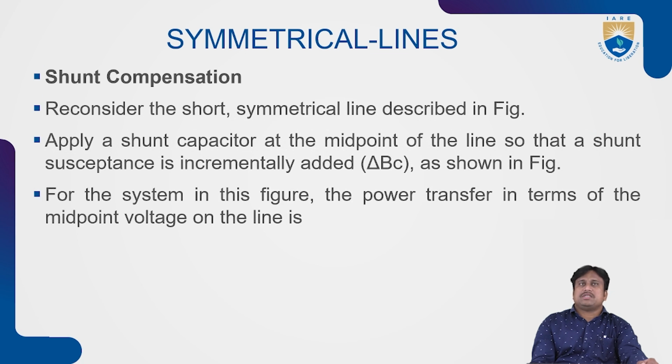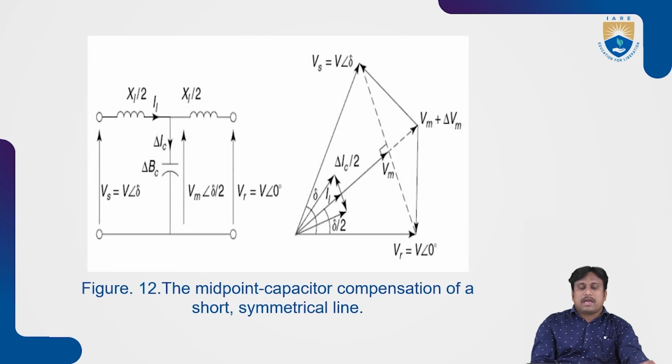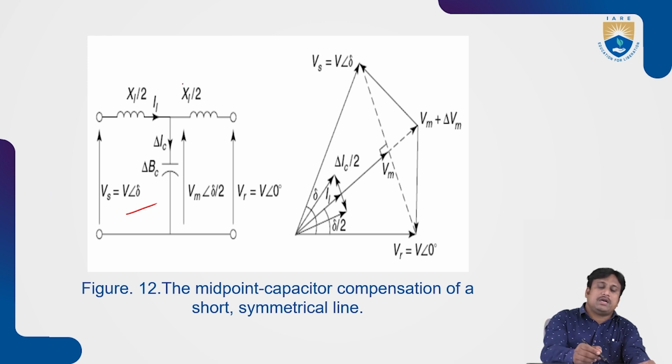Coming to the shunt compensation of the line, when you reconsider the short symmetrical line, apply a shunt capacitor at the midpoint of the line so that shunt susceptance is added as delta BC. For the whole system, the power transfer in terms of the midpoint voltage on the line is going to be treated. This diagram shows midpoint capacitor compensation of a short symmetrical line, where the sending end voltage is at angle delta, its series inductances are divided as XL by 2, and there is a change in current delta IC due to the capacitor.